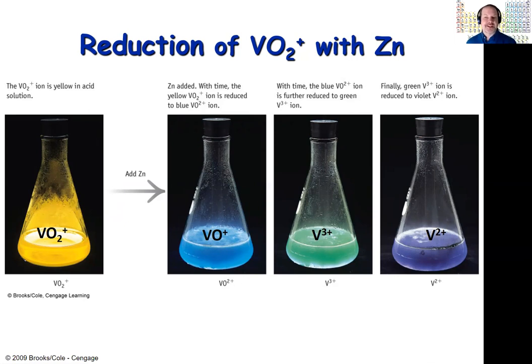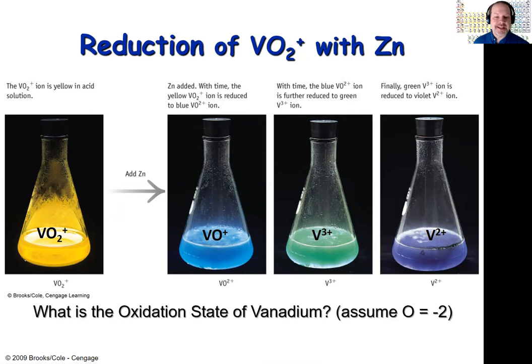All right, let's take a look. What's the oxidation state of vanadium? As part of that process, we assume oxygen's -2, and this works for 99% of the cases. So if oxygen's -2, then vanadium in the first one is +5, +4 in the next one, +3 and +2. We can just use the charges there when there's no other element to worry about.